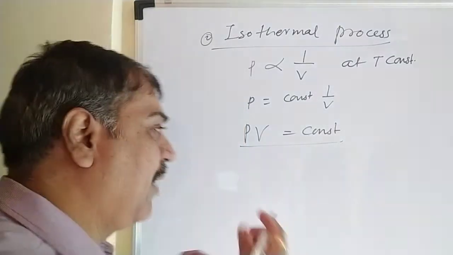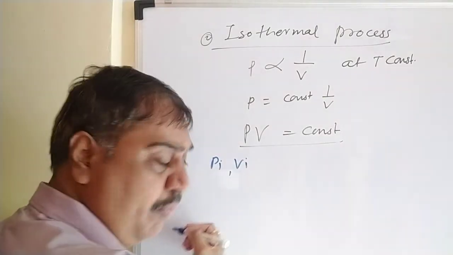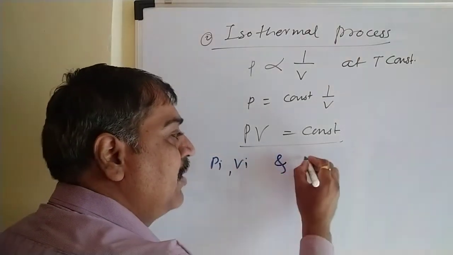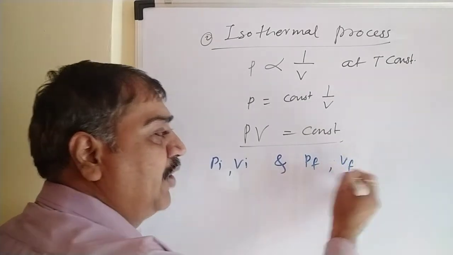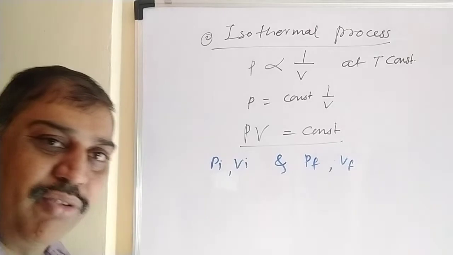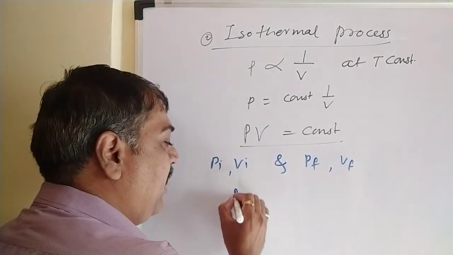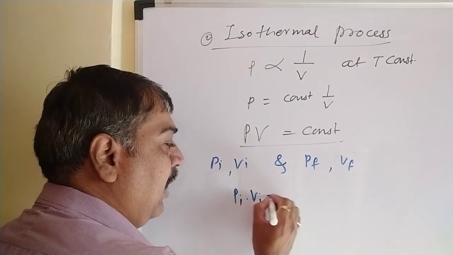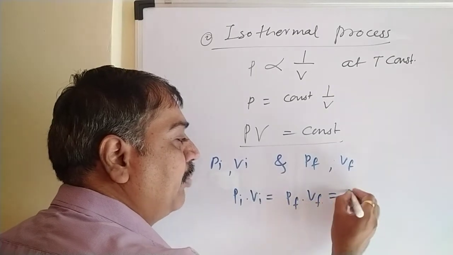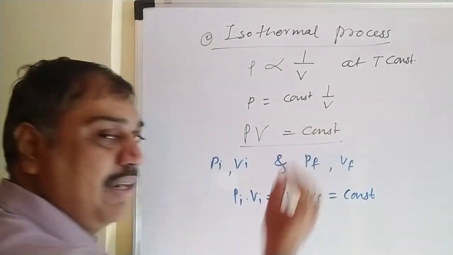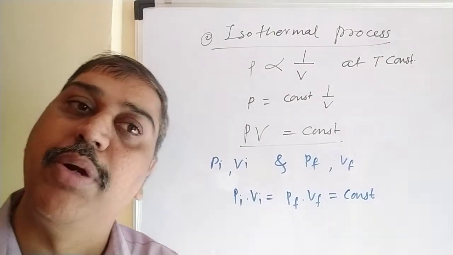Now let us consider here Pi, Vi are the initial pressure and volume of the system or process. Pf and Vf are the final pressure and final volume of the process or system. Then we can write simply Pi into Vi equal to Pf into Vf. It must be constant. So that is nothing but Boyle's law actually. So Pi Vi equal to Pf Vf must be equal to constant.